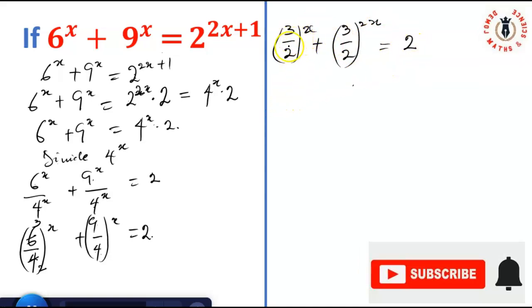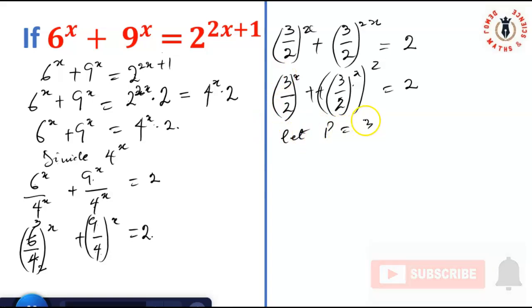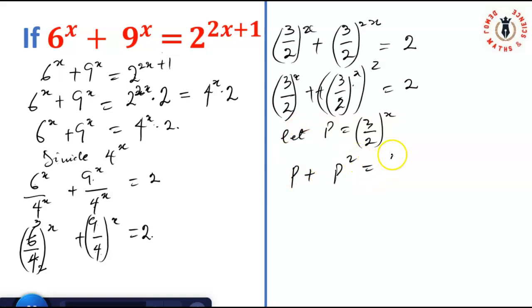Now, 3 over 2 raised to power x, here I have 3 over 2 raised to power 2x. Now, let's break it down further. This is 3 over 2 raised to power x plus 3 over 2 raised to power x all squared, is equal to 2. Now, I can say, let p be equal to 3 over 2 raised to power x to reduce the ambiguity of our equation, so that p plus p squared is equal to 2.